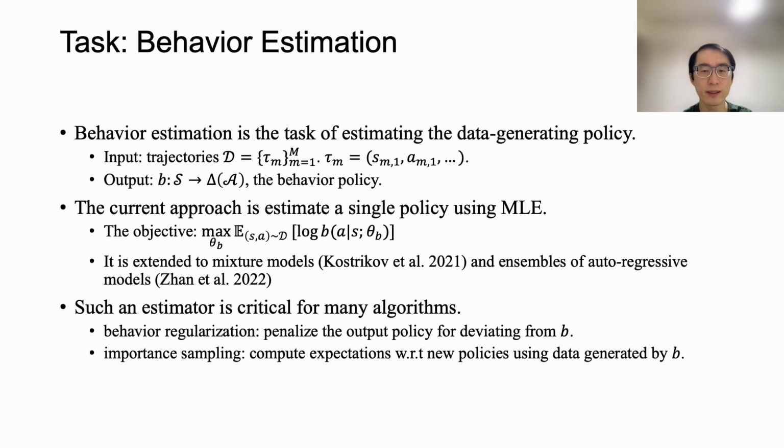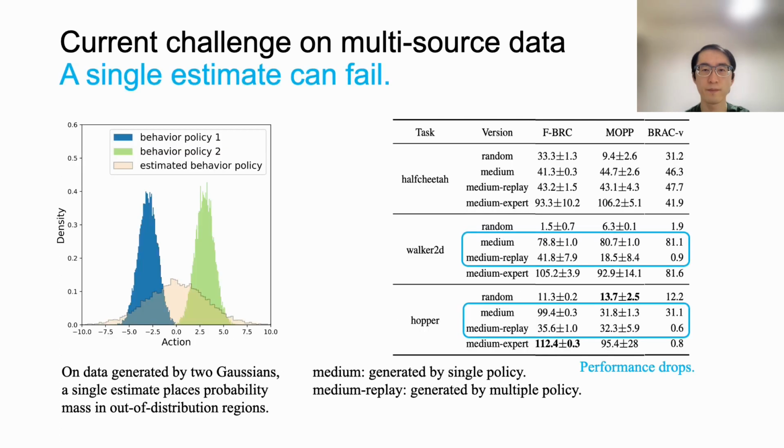Behavior estimation is critical for many algorithms. For example, in the literature of offline RL, there is a line of work that penalizes the output policy for deviation from its behavior policy, which aims at stabilizing the training process. Such algorithms require an estimator for the behavior policy. Another example is importance sampling, which requires the behavior policy to compute the importance weights.